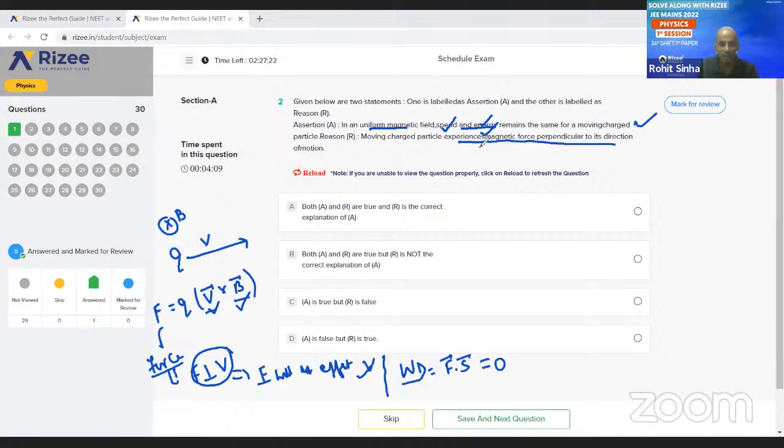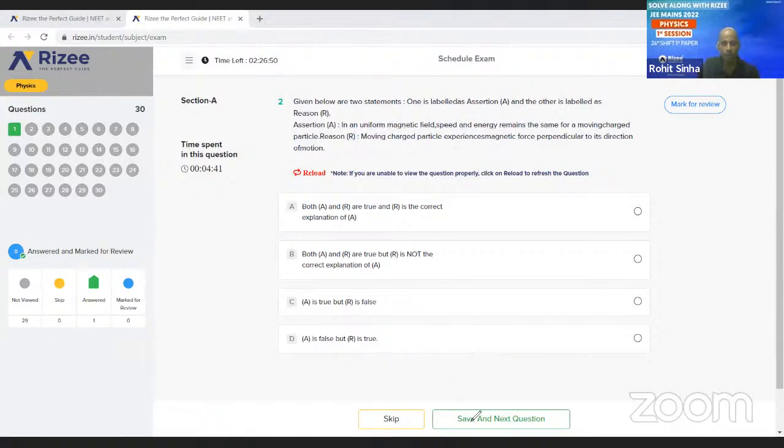Why? Because the reason is telling that the force is perpendicular to the magnetic field. That's why velocity became perpendicular to force, and also the force became perpendicular to displacement. So both assertion and reason are right, and the reason is a correct explanation of the assertion. So our answer is A. Got it or have any problem? We can discuss it once more. Okay, now let's move to another question.